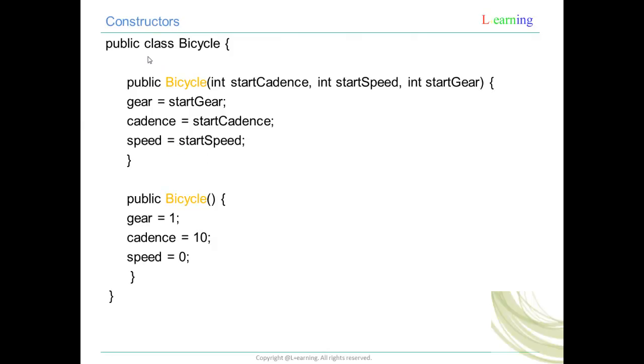A class can have multiple constructors. Here if you see, we have one constructor Bicycle with 3 parameters, integer, integer, integer, and we have one more constructor Bicycle with no parameters. So this means a class can have multiple constructors.